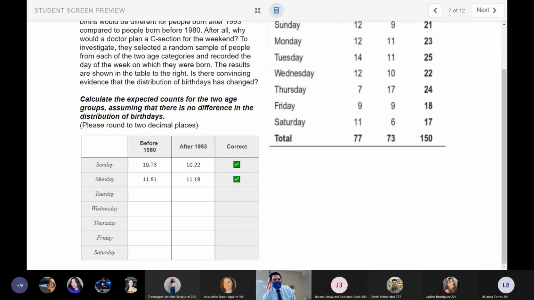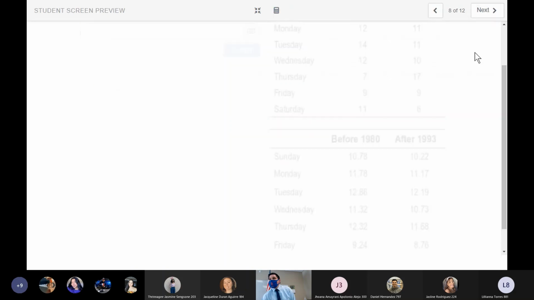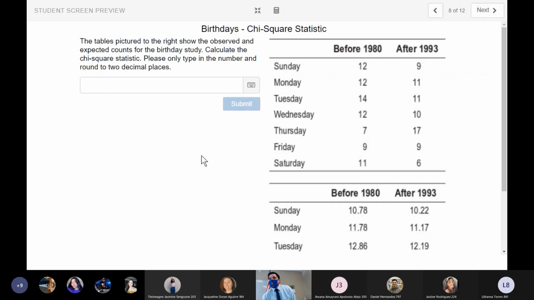All right, so we're going to move to the next part. The tables pictured to the right show the observed and expected counts. Observed is the first one, expected is the second one. These observed and expected counts do not match what you found on the previous slide.